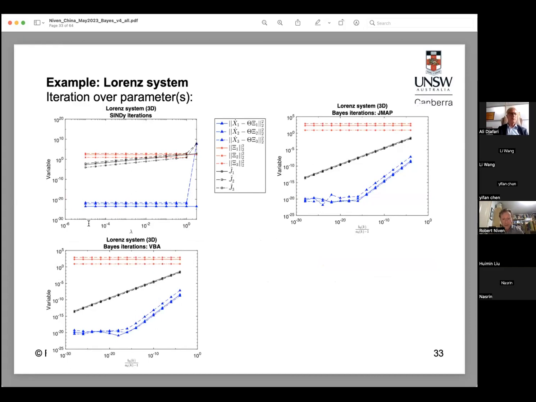Okay. In terms of the behavior with iterations, the way that we have conducted these analyses is we've iterated over a convergence parameter. So for the SINDy method, the threshold lambda is our convergence parameter. And for the Bayesian methods, we have this ratio of parameters, b divided by a minus 1. These are parameters that were used in the inverse gamma model that we've used for those two different covariances, and we've iterated. So the iteration procedure starts on the right-hand side and moves towards the left in all of these cases. You can see the convergence in the SINDy method is very rapid.